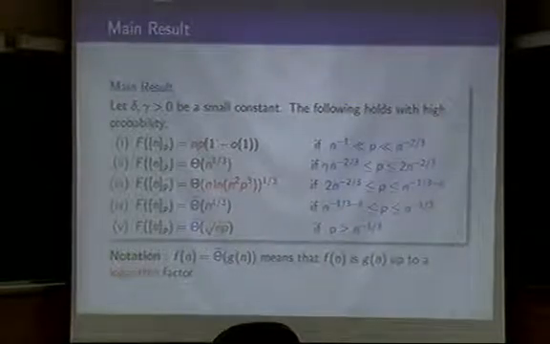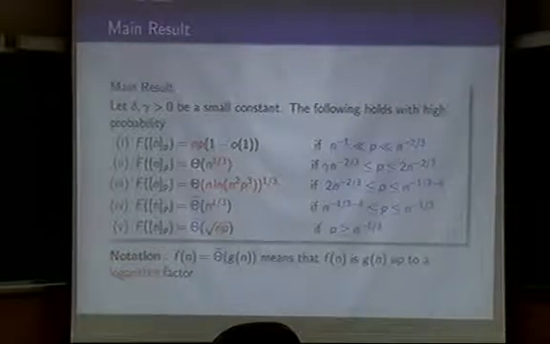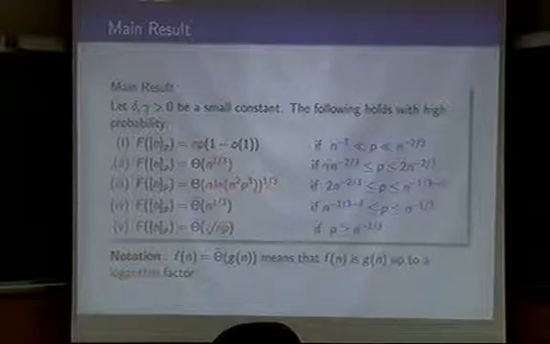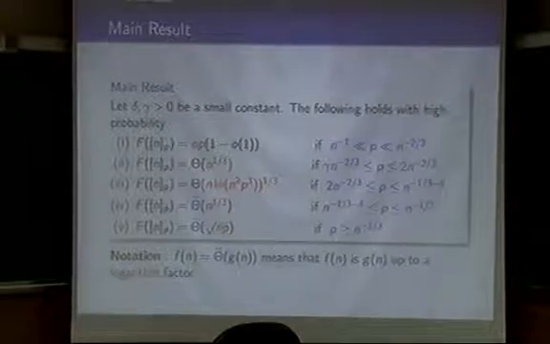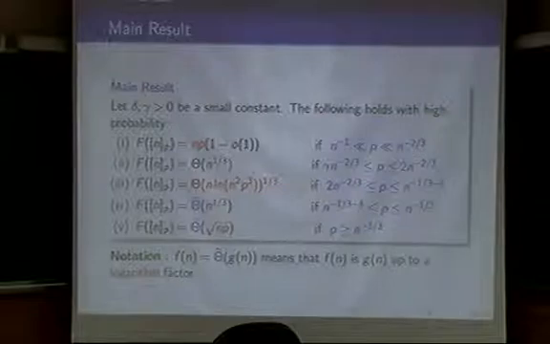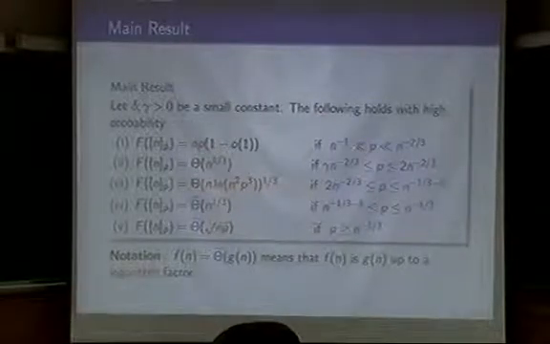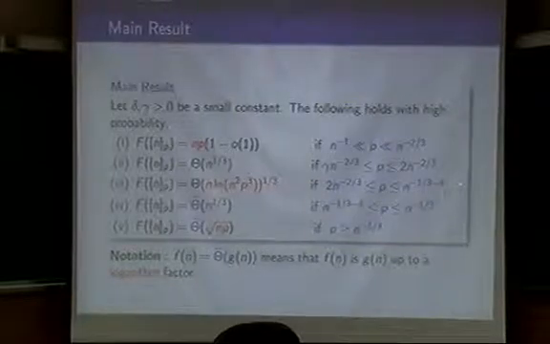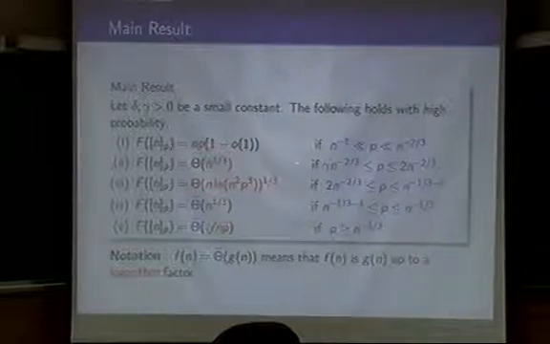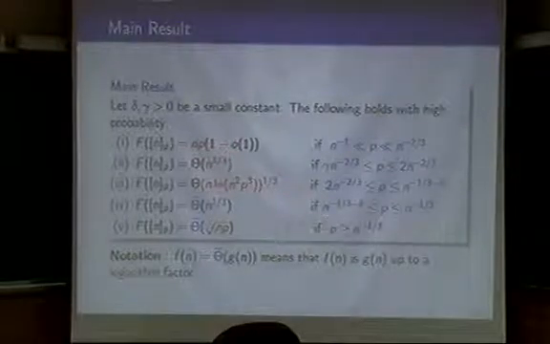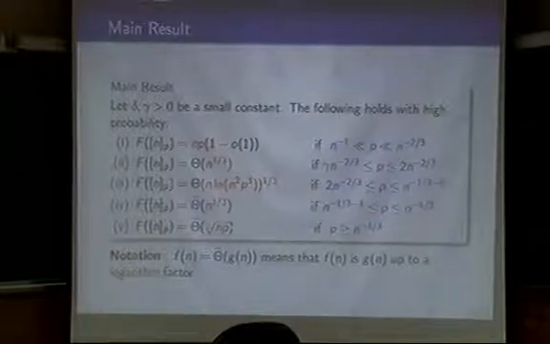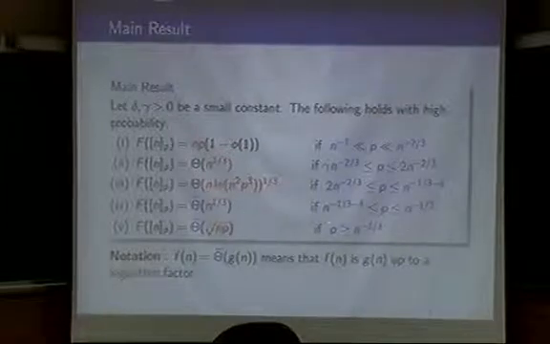So let me explain our main result. The following holds with high probability. Again, with high probability means that the probability goes to 1 as n goes to infinity. So for every p in several different ranges, we found upper and lower bounds of capital F of np like this. First, if p is between n to the -1 and n to the -1/3, we got matching upper and lower bounds of capital F of np up to a constant factor. And if p is greater than n to the -1/3, we got matching upper and lower bounds of capital F of np up to a logarithmic factor.